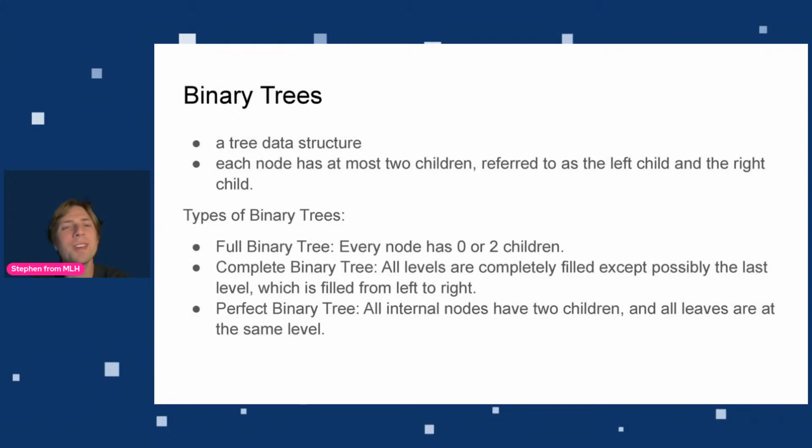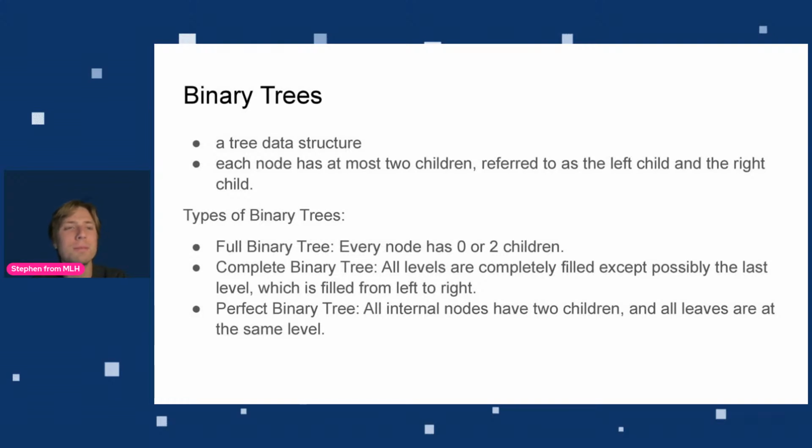Could you imagine if you had 2 children and you named them left and right? That wouldn't be very nice. Well, maybe somebody named their children left and right, but in computer science, that's what we call our children, left child and right child.